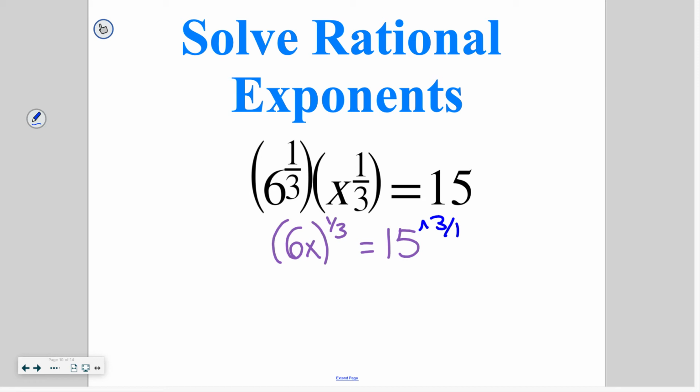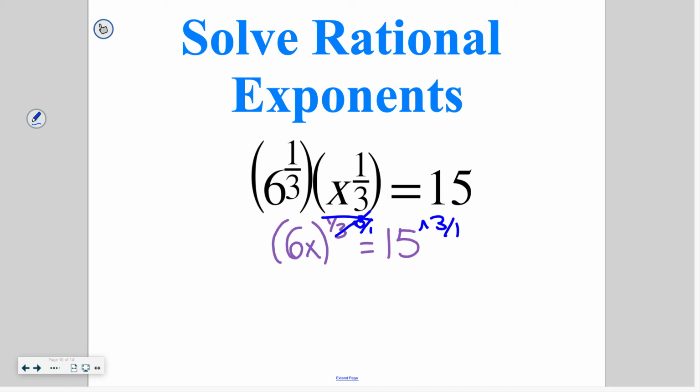So because I had 1/3 as my original exponent, in order to move it to the other side, I'm going to raise the other side to the reciprocal, 3/1. Because if I have 1/3 and 3/1, that gives me 3/3, which cancels out to 1. So when you raise the other side to the reciprocal, those values cancel. 3 divided by 1 gives us 3.